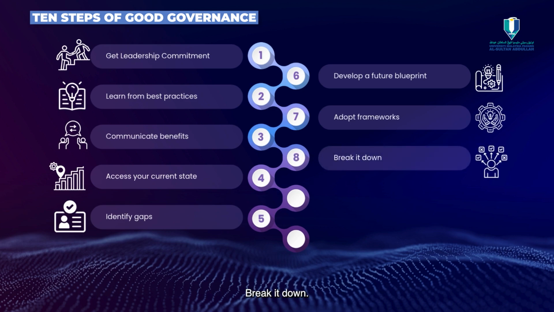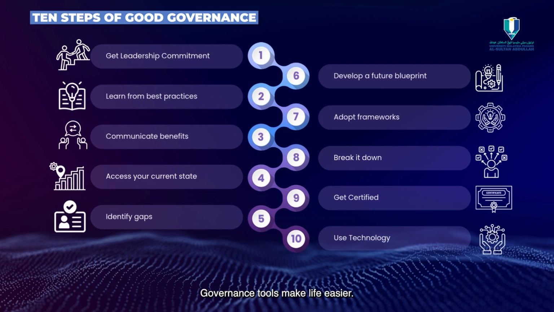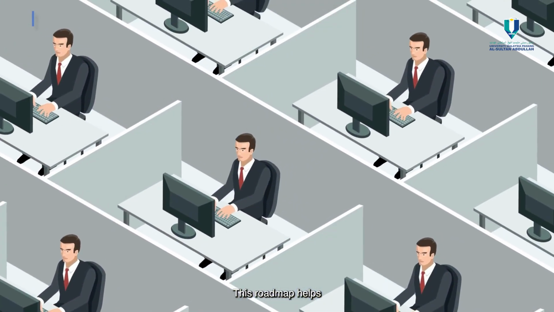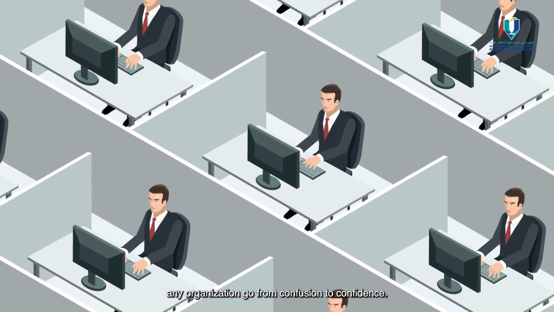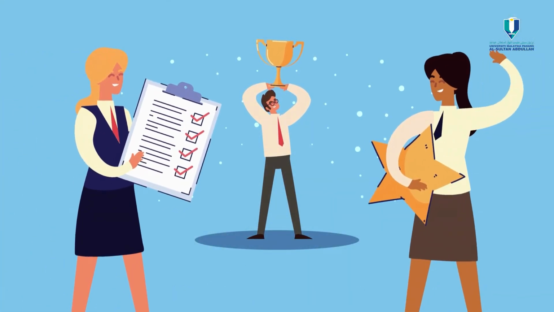Eighth, break it down. Don't do everything at once. Ninth, get certified. Build credibility. And lastly, tenth, use technology. Governance tools make life easier. This roadmap helps any organization go from confusion to confidence.